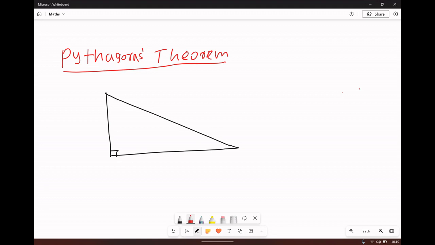So in mathematics, Pythagoras theorem is a fundamental concept in geometry concerning the three sides of a right-angle triangle. We can't use this for any other type of triangles. It is mainly for right-angle triangles. If I name the sides of this right-angle triangle as A, B, C, I hope you know that the longest side, the side facing the right angle, is known as the hypotenuse.